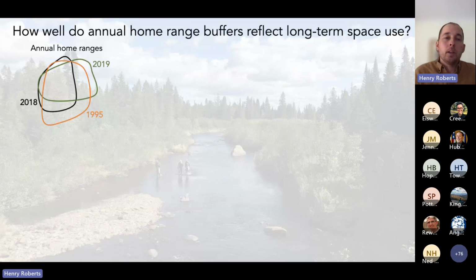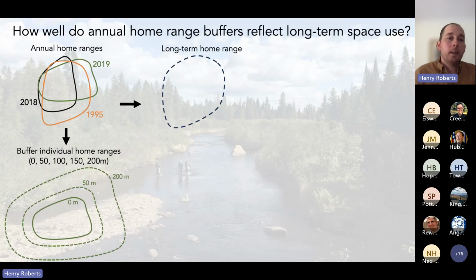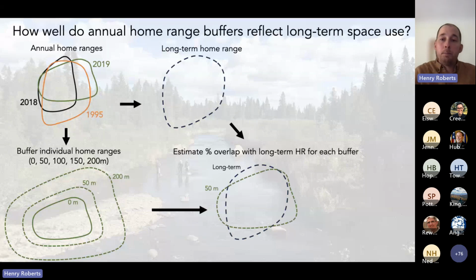The first thing that we did was we took the annual home ranges and we combined all the points that were used to make those home ranges together to make an estimate of long-term space use, or a long-term home range. At the same time, we took those home ranges and we applied a series of buffers ranging from 0 to 200 meters. And then we put them together and we estimated the percent overlap with the long-term home range for each of these home ranges and their buffers. And we repeated this for each annual home range for each individual within each species.